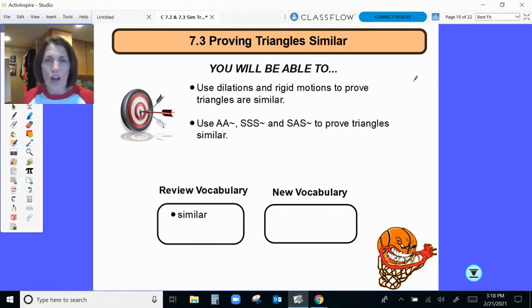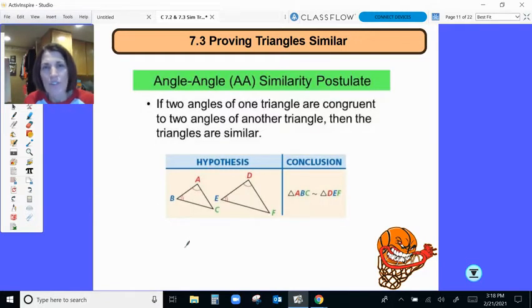Now we're going to go into proving similar triangles. Okay, so this is kind of like our proving triangles congruent, except that these triangles are similar. They're not the same size. So we have 3 different triangle similarities. One is the angle-angle similarity postulate, which basically says if 2 angles of one triangle are congruent to 2 angles of another triangle, my 2 triangles are indeed similar. Okay.